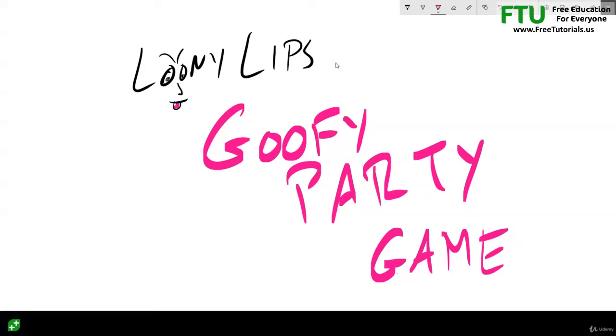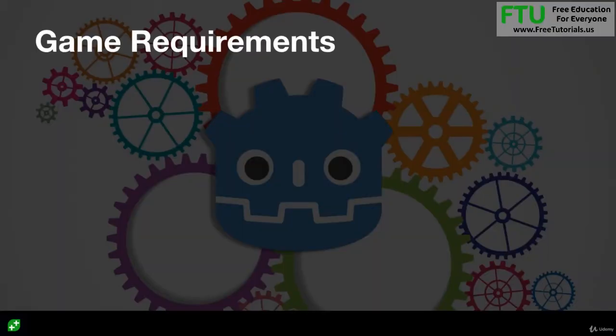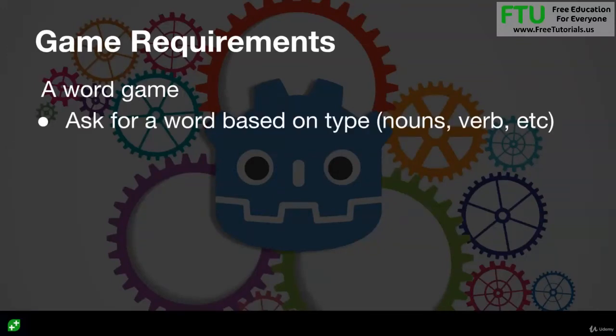Now let's look at the requirements for the game. What do we need to make happen for this game to work? Well, our game requirements are based on the fact that this is a word game. So the first thing we need to do is get words from the player, and these words have to have a prompt. So I have to ask you for a noun or a verb, or if you prefer, someone's name, a thing, a place, an action, right? I need to ask you for something and take that input.